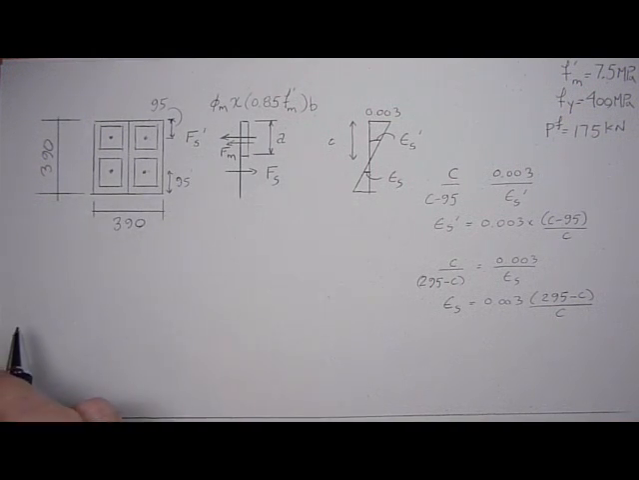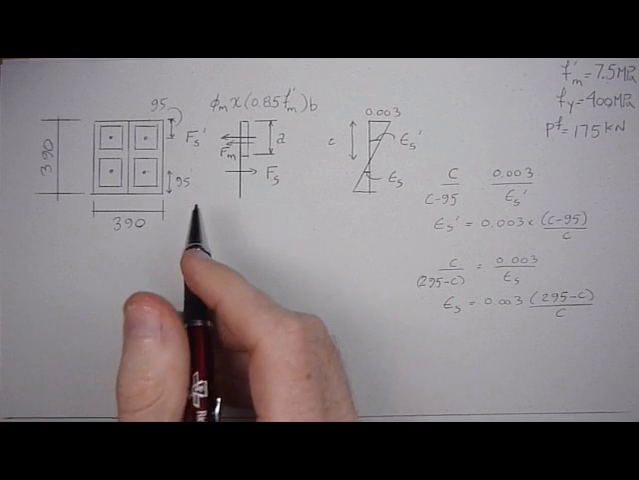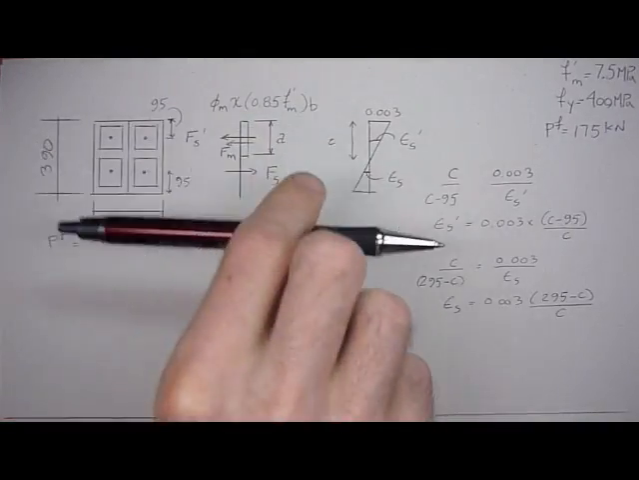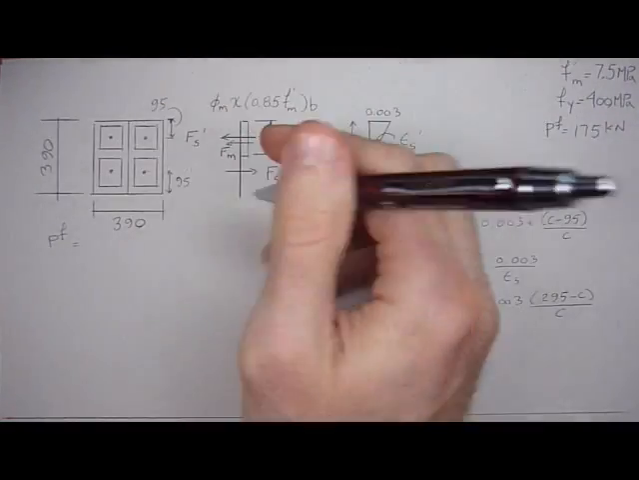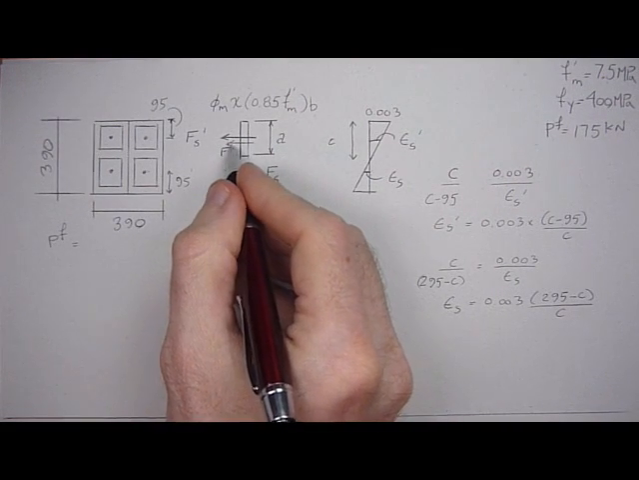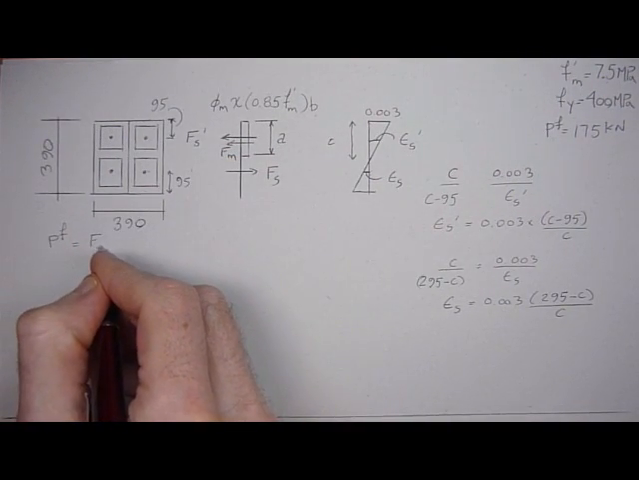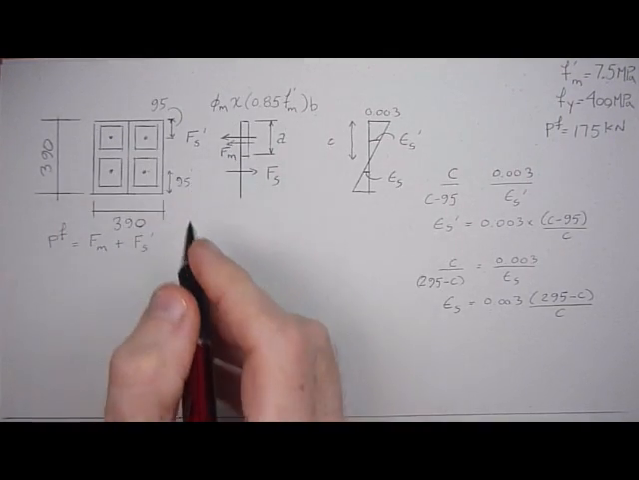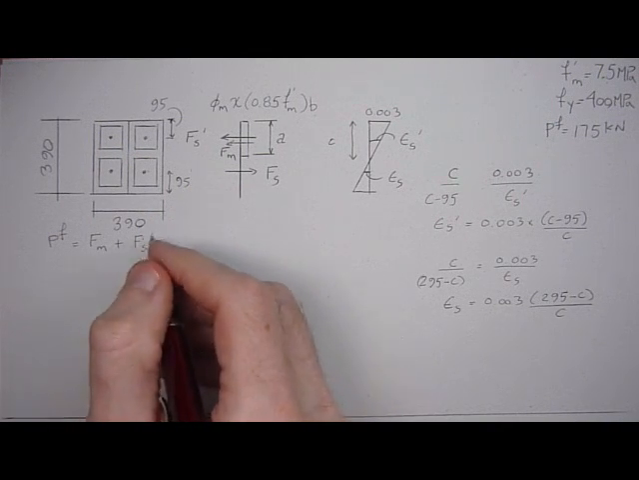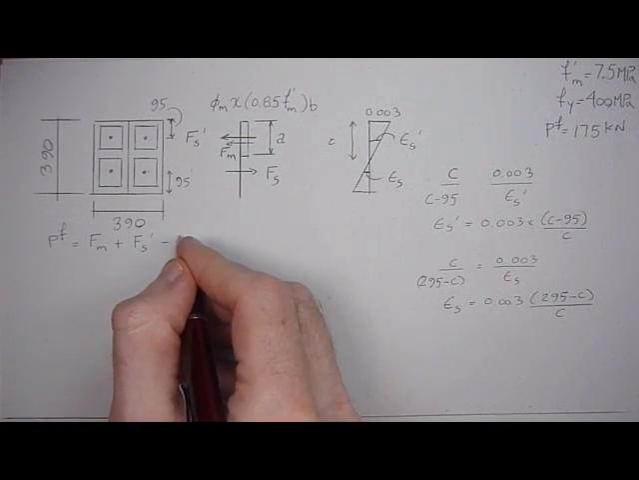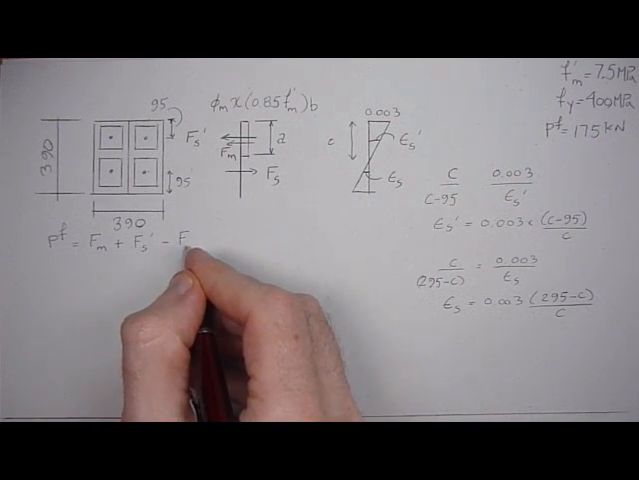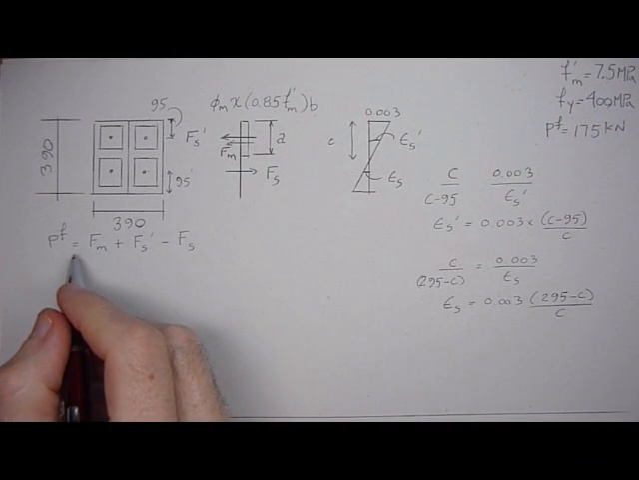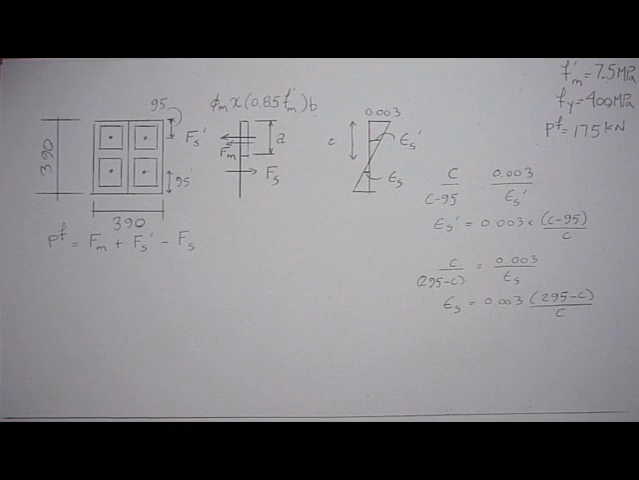And now we could write out the equation of equilibrium for this problem. So we have the factored load externally applied, P factored, is equal to the forces internally on the section, which are right here: the force in the masonry, plus the force in the steel prime, which is this top steel in compression, minus the force in the steel in tension. So we can also write out what the forces are in the masonry, steel prime, and steel. We'll do that right now.